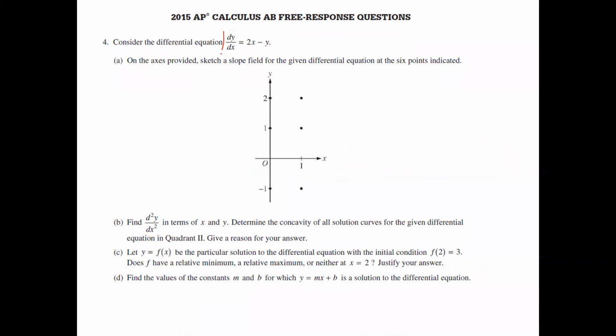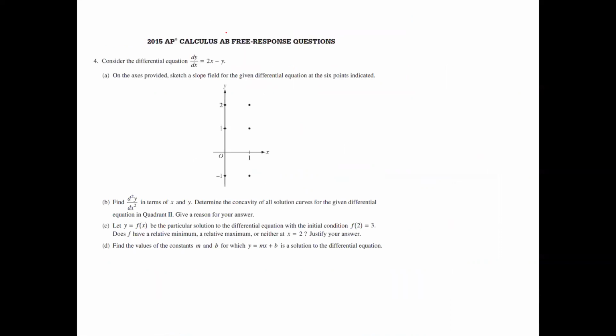Okay, so you have the differential equation right here. For A, on the axis provided, sketch a slope field of the differential equation at the 6 different points. As I'm looking at part A, my dy over dx is my slope, which is going to be 2x minus y.